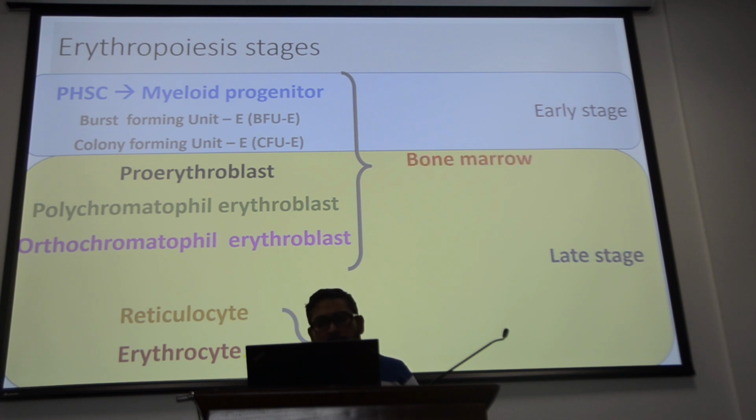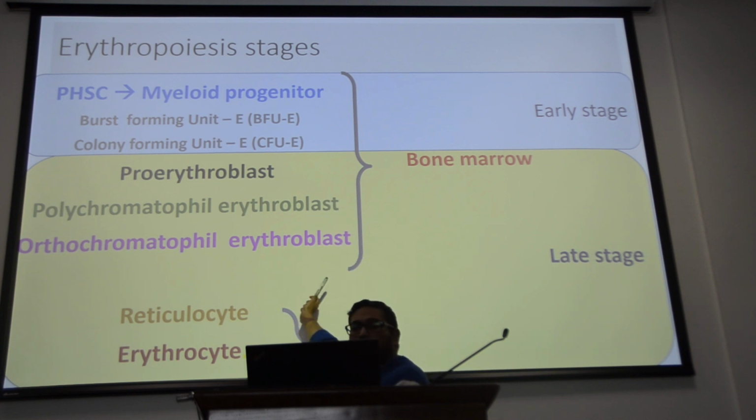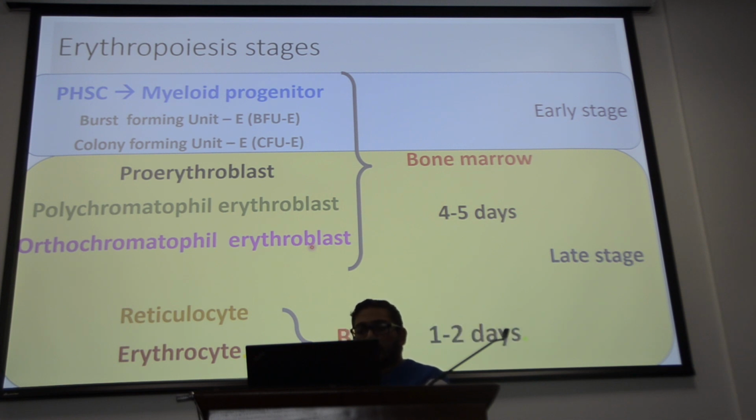Now, of course, the first segment, all of it, is focused in the bone marrow, although they are early and late stages. And within the bone marrow, they take around 4 to 5 days to continue from a progenitor all the way to the orthochromatic erythroblast stage. However, outside the bone marrow, you still have the reticulocytes that would come out, and they would remain in the blood for around 1 to 2 or even up to 3 days till they actually mature into the erythrocyte.